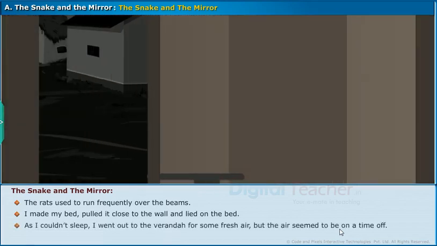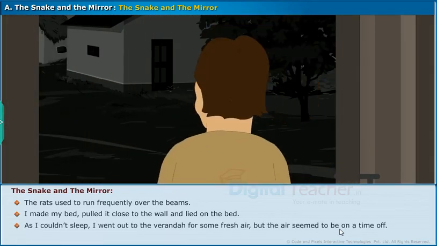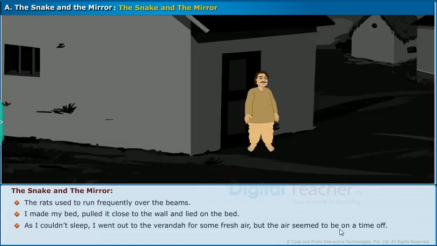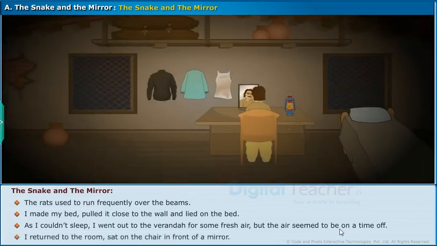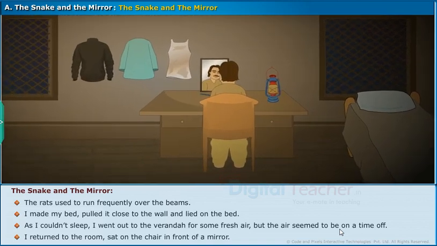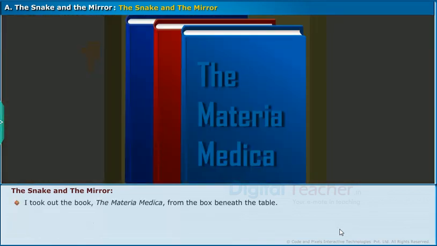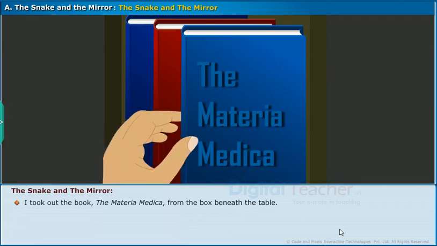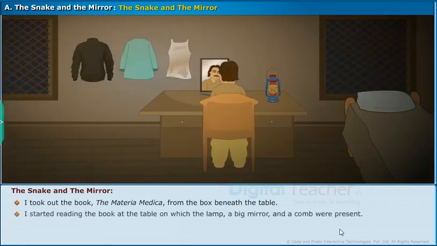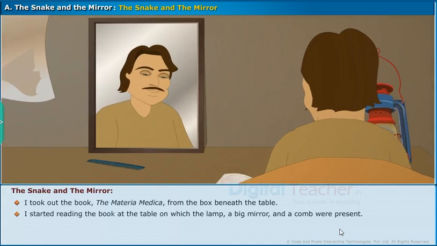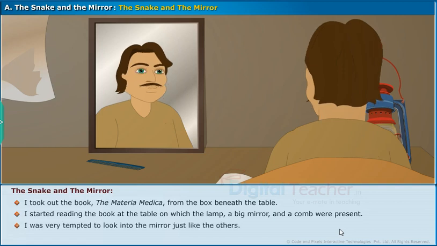As I couldn't sleep, I went out to the veranda for some fresh air, but the air seemed to be on a time off. I returned to the room, sat on the chair in front of a mirror. I took out the book, the Materia Medica, from the box beneath the table. I started reading the book at the table on which the lamp, a big mirror, and a comb were present. I was very tempted to look into the mirror just like the others. I was a great admirer of beauty and always believed that I looked handsome those days.